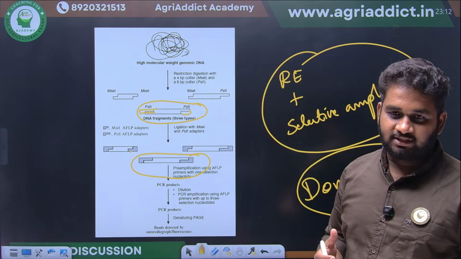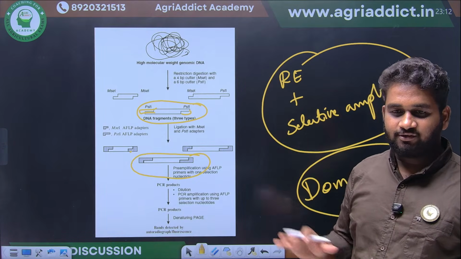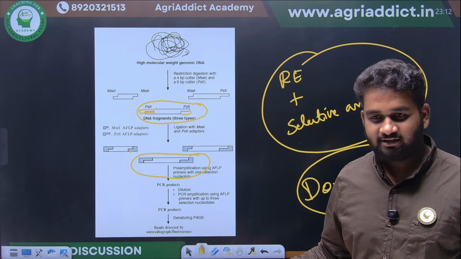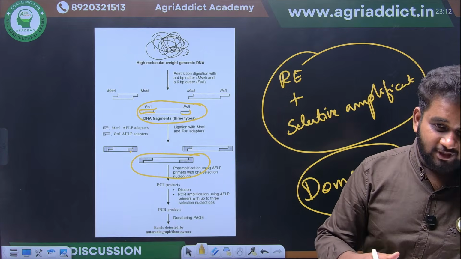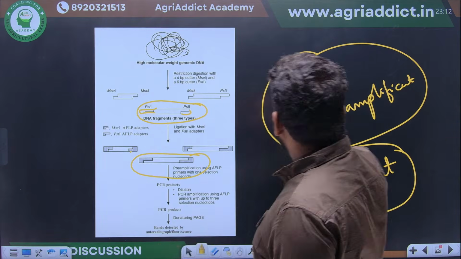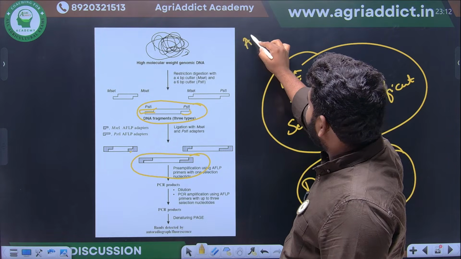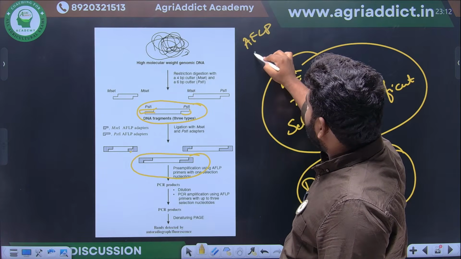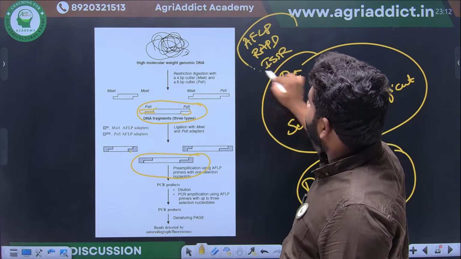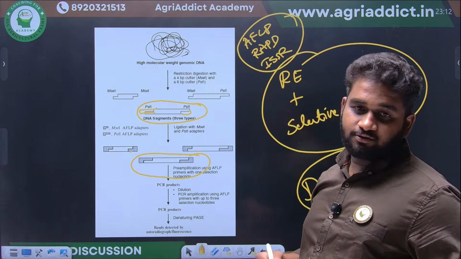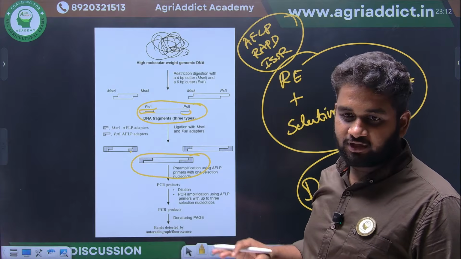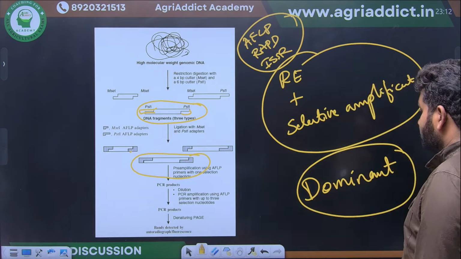Otherwise it will make it very complex. If you know the basic thing, you can easily differentiate between dominant and codominant markers. Again, if you want to remember, AFLP, RAPD, ISSR are your dominant markers. There is no need for confusion, and no need to think too much about it.